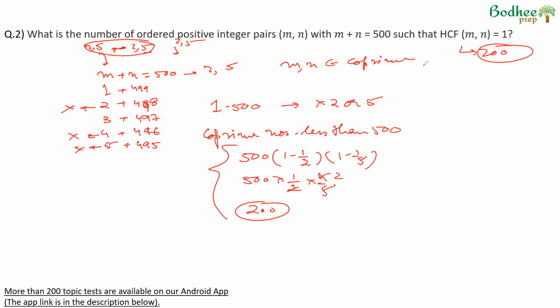If we do not know this formula, we can also count. Multiples of 2 till 500 will be 250. Multiples of 5 will be 500 upon 5, which is 100. Common multiples will be multiples of 10.